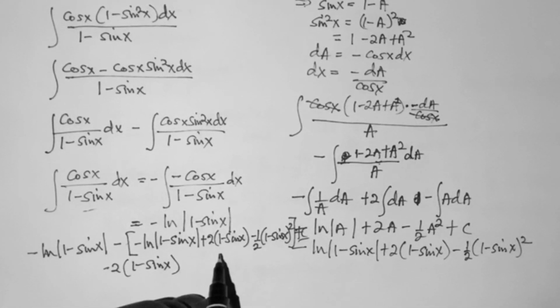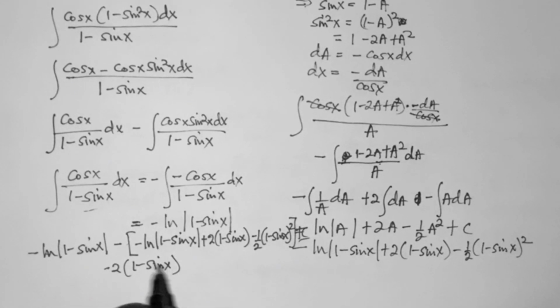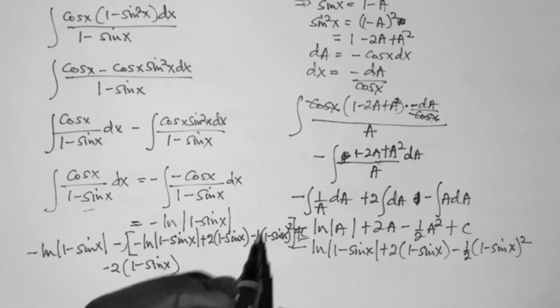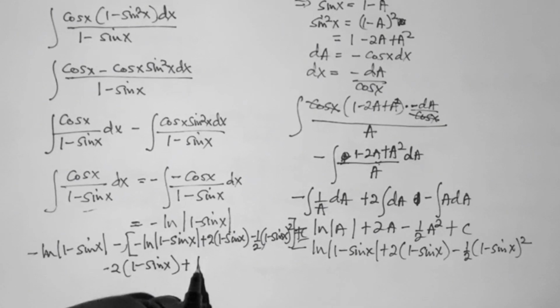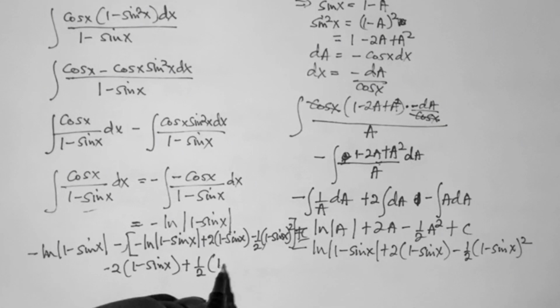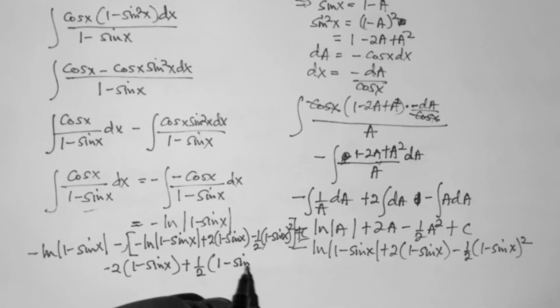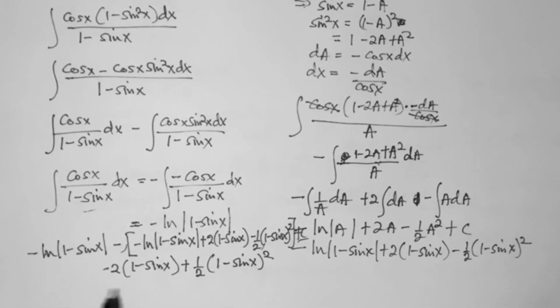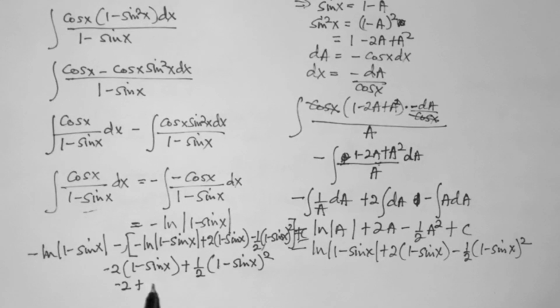And then now this minus will cancel this minus here. So it becomes plus half of (1 minus sine x) all squared. So if we expand this, here is minus 2, then plus 2 sine x.